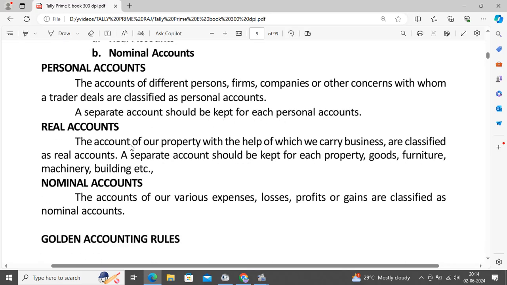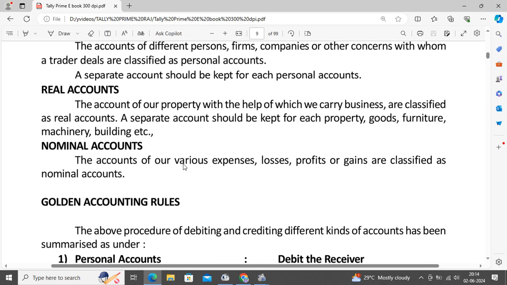Real accounts means the accounts of our property with the help of which we carry on business. A separate account should be kept for each property: goods, furniture, machinery, building, etc. Nominal accounts means the accounts of our various expenses, losses, profits, and gains.